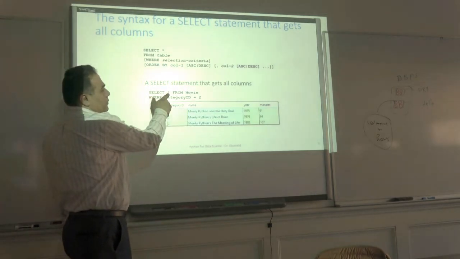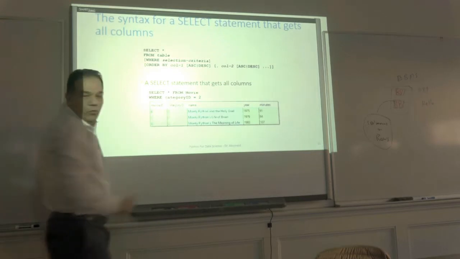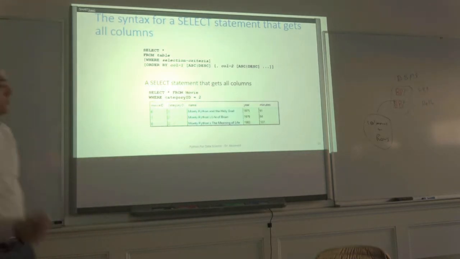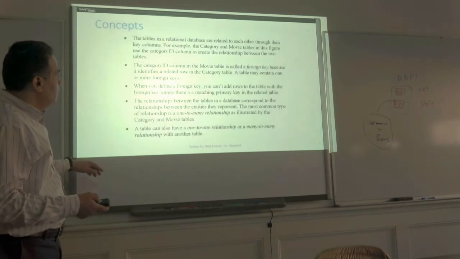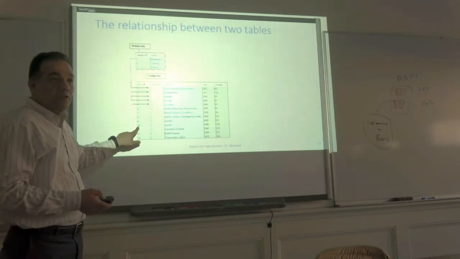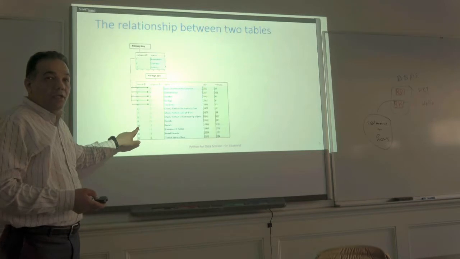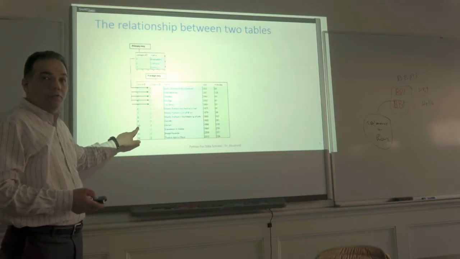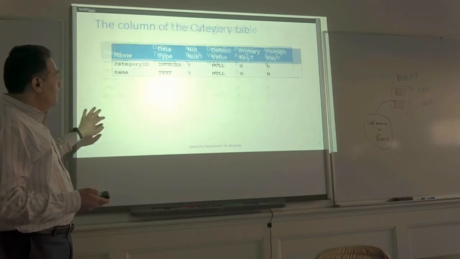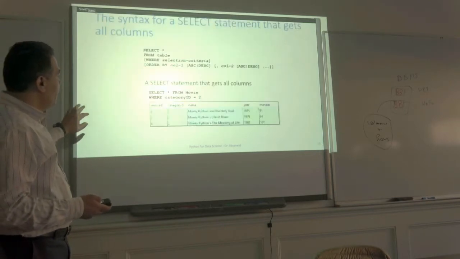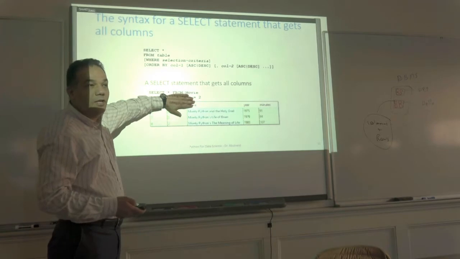Select everything from movie. Where is the movie table? That's the movie table. Okay? Select all the rows from the movie table. If I stop here, it will give you the whole thing. It will give you everything. If I stop here, it will print the whole table for me.